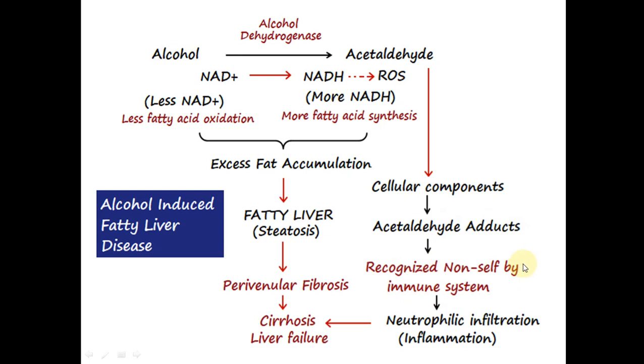and here a component of inflammation is added to the steatosis, which is abnormal fat accumulation in the liver. This inflammation results in neutrophilic infiltration, and this neutrophilic infiltration and inflammation further damages the hepatocytes and results in chronic inflammation and periventricular fibrosis. And if the process continues, and if the alcohol consumption continues, ultimately steatohepatitis will result due to the addition of the element of inflammation, and after the steatohepatitis there will be periventricular fibrosis, and ultimately it will lead to cirrhosis and liver failure.